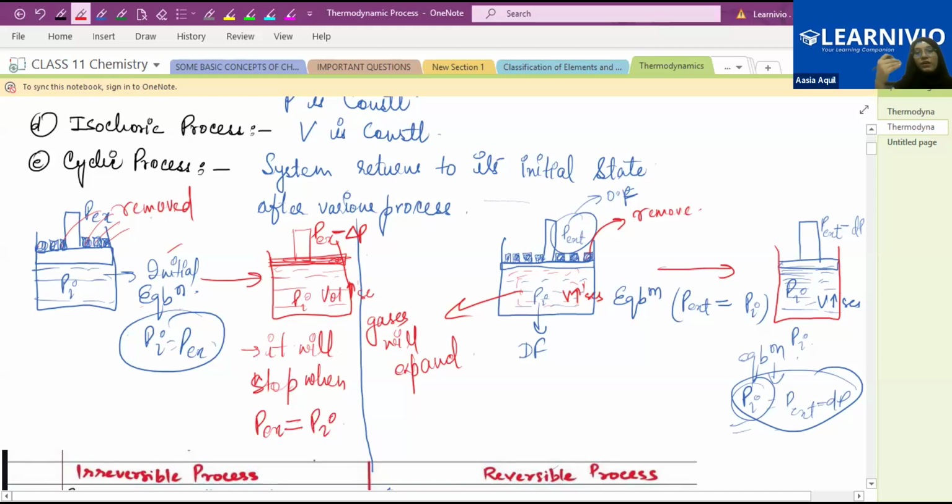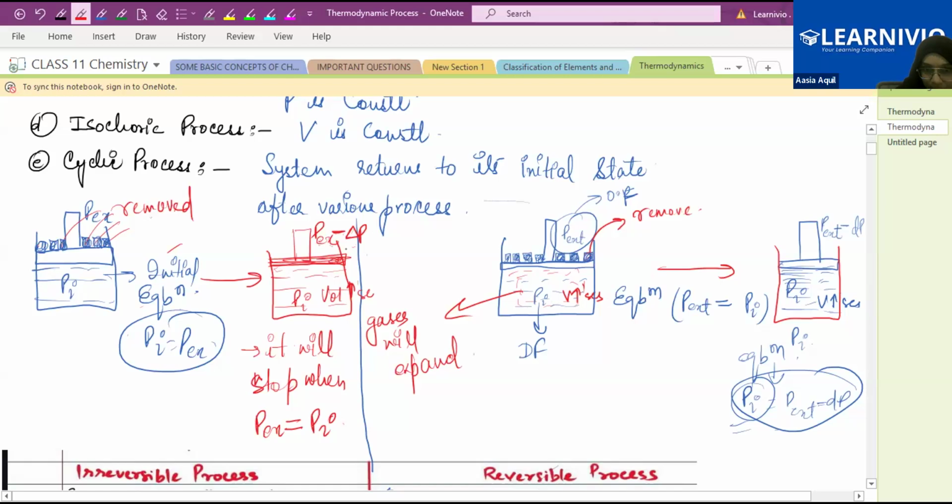So when there is a sudden, large decrement in the P external, when you remove more weights from this piston, right? So the P external minus delta P, यहाँ पे बहुत ज़्यादा large change आएगा pressure में, and here the gases will expand more quickly and the volume will increase. If the volume increases, then again P internal will decrease, the pressure inside will decrease. And this reaction will stop when P external becomes equal to P internal.